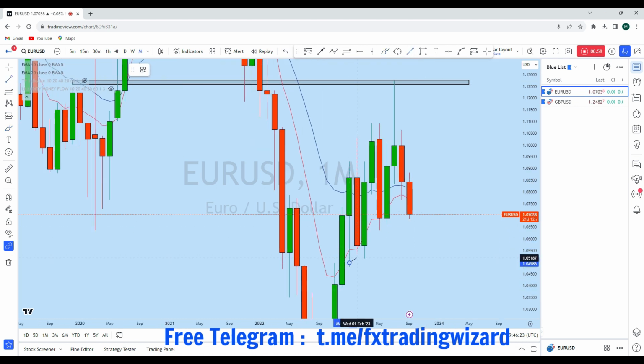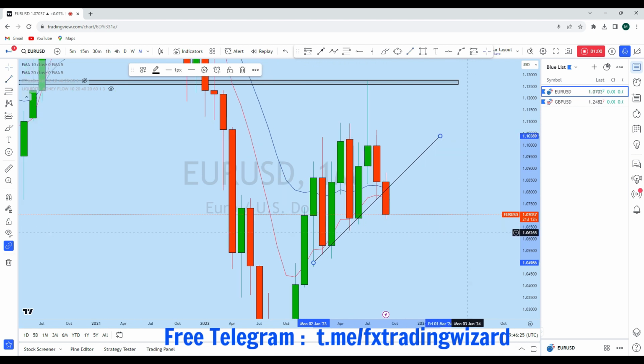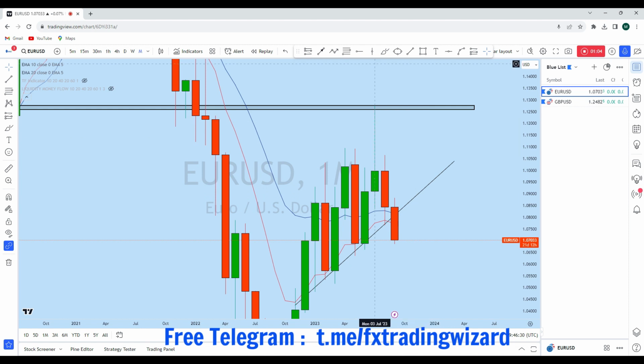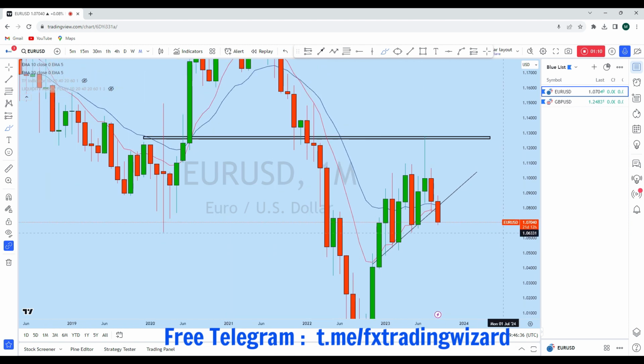Currently we see that this market has broken this monthly support level. This is a long-term support. As we see that the price has triggered liquidity here, we can now expect the price to break the support to create a new lower low.